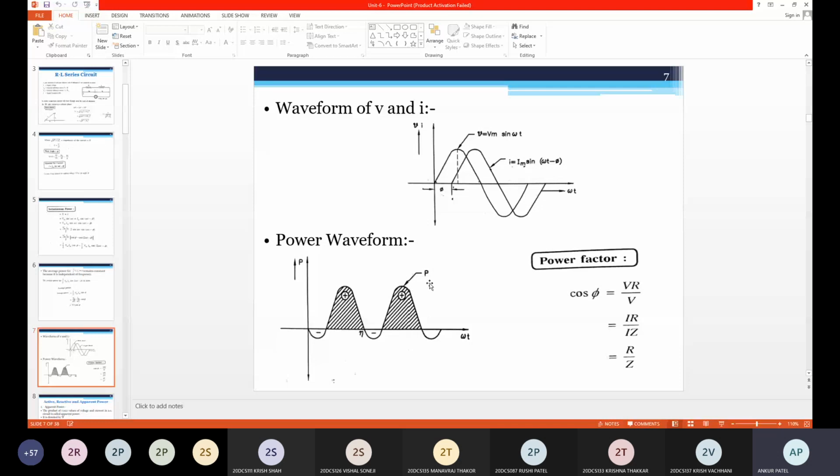And at the peak, we have the apparent power, P equal to V into I, Vrms into Irms. What is Vrms in terms of the maximum? Peak voltage upon root 2, yes, Vm by root 2. So P is equal to V into I, or Vm by root 2 into Im by root 2. So at the peak, we have the apparent power.